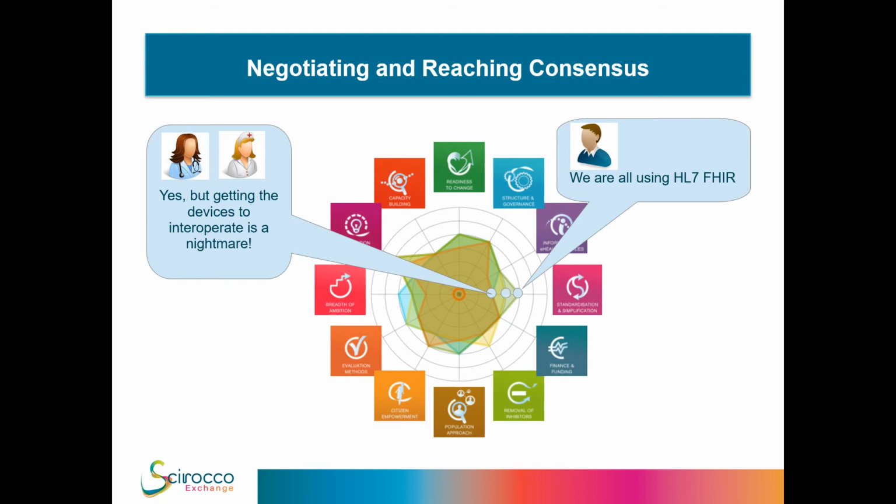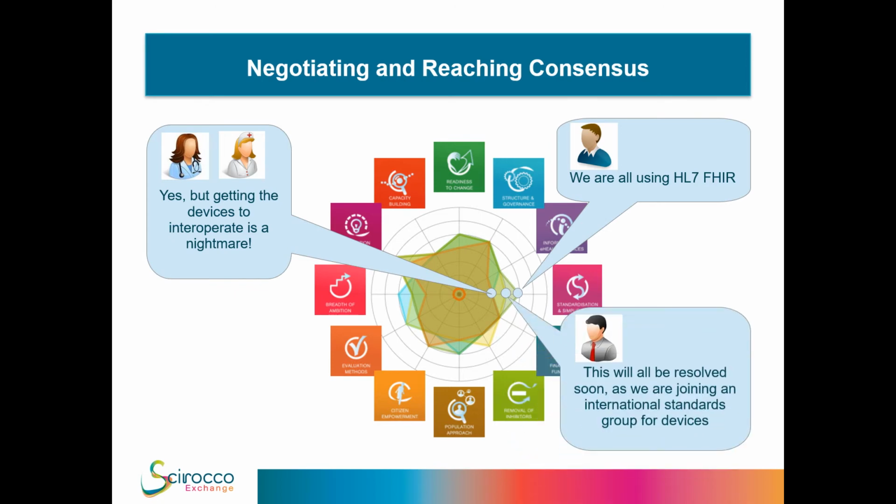Finally, one stakeholder considered that the rating should be somewhere in between. It was the IT specialist who mentions, "This will all be resolved soon as we are joining an international standards group for devices." Reaching consensus requires looking through the justifications for the individual assessments of the stakeholders, as well as holding such a discussion. In this example, they may decide that the administrator had a too optimistic view, while the nurse and doctor had a too pessimistic one. Therefore, they may decide to go with a middle ground.